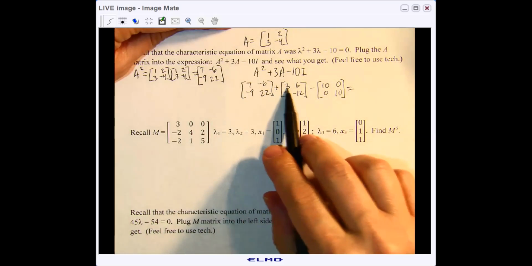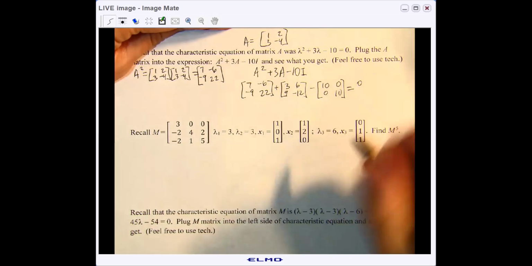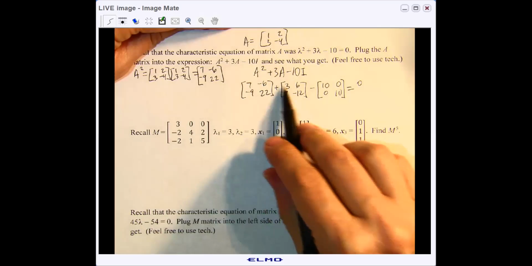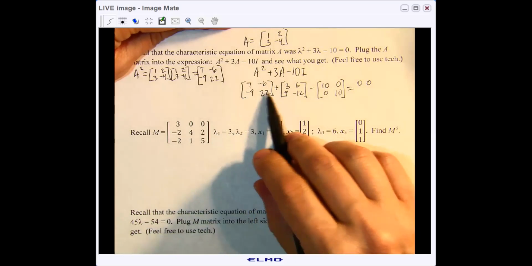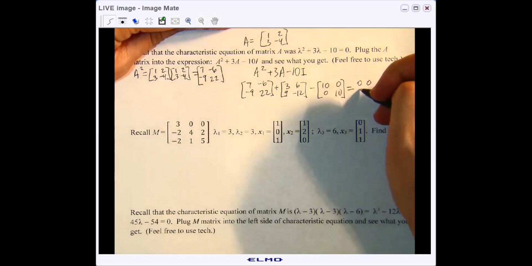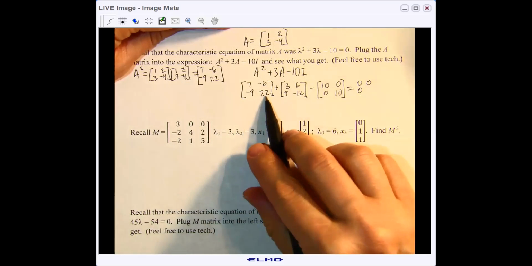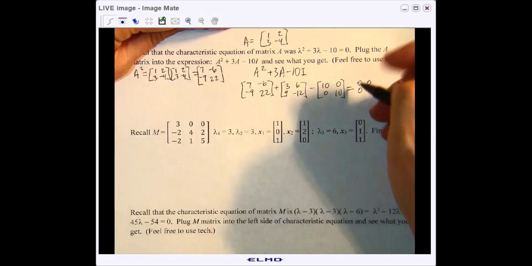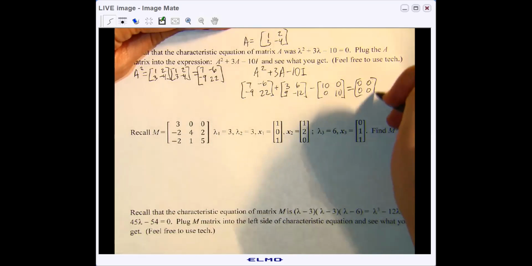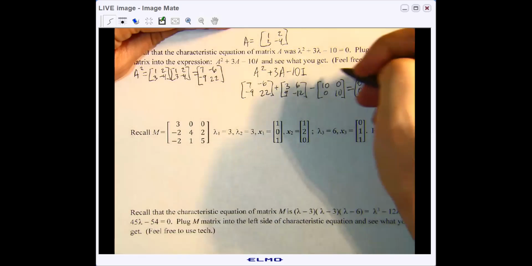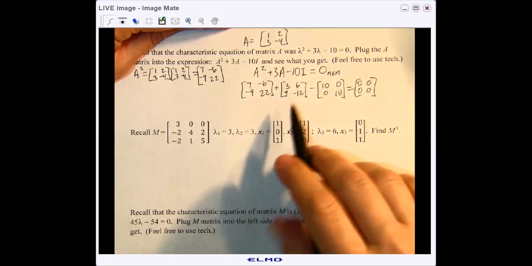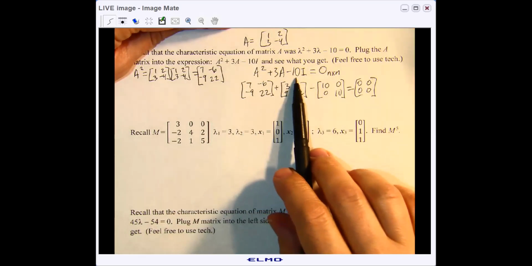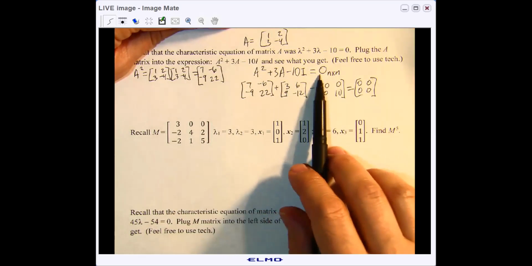7 plus 3 is 10, minus 10 is 0. -6 plus 6 minus 0 is 0. -9 plus 9 minus 0 is 0. And 22 minus 12 minus 10 is 0. So that means the matrix satisfies its own characteristic equation, giving us the zero matrix.